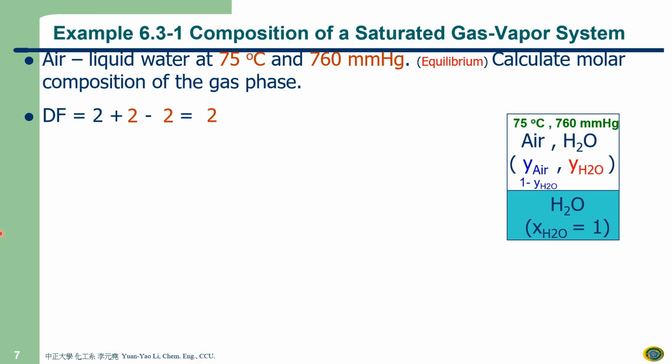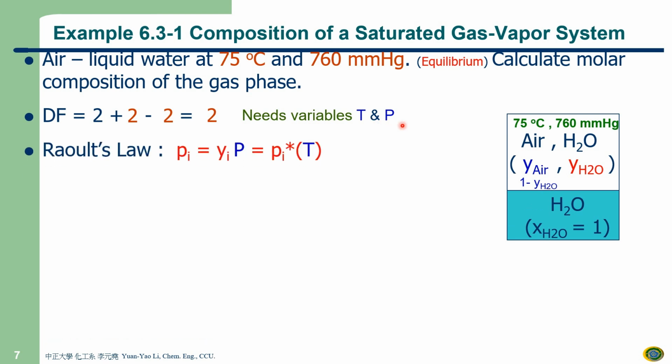That means in an air, liquid water system, you need 2 pieces of information in order to complete the system, in order to duplicate the system. I already gave you the temperature and pressure. So yes, these 2 pieces of information are temperature and pressure in this example, so you can duplicate the system well. So the needed variables are temperature and pressure. Okay, last law.